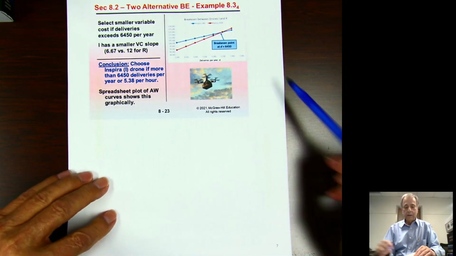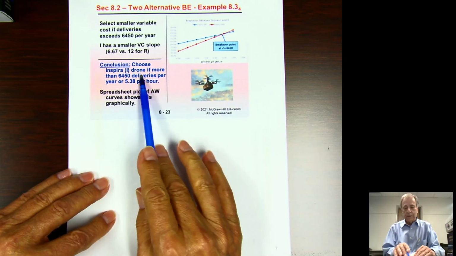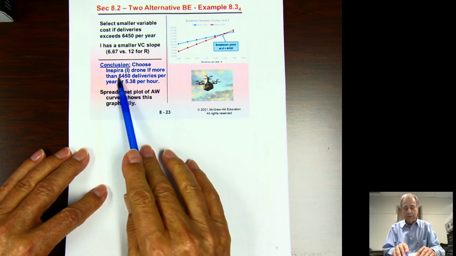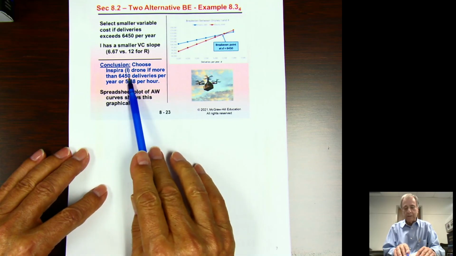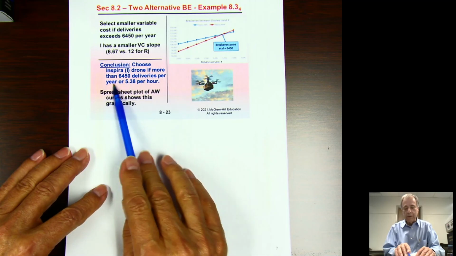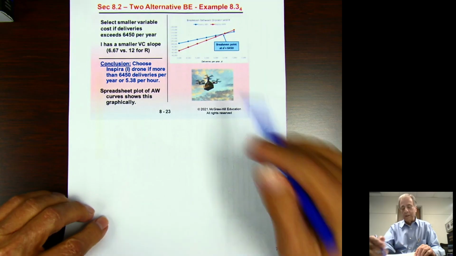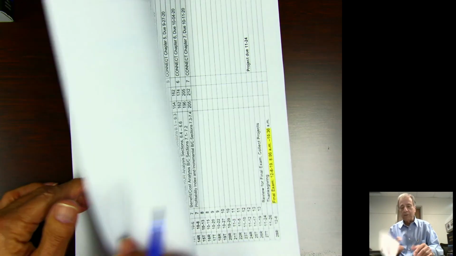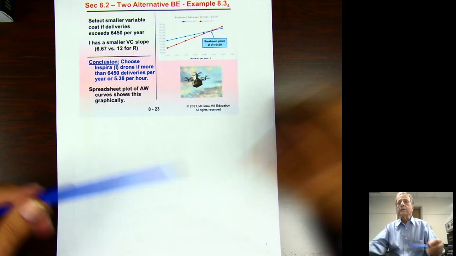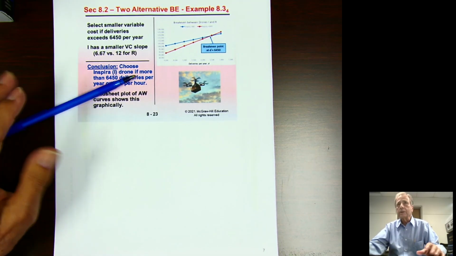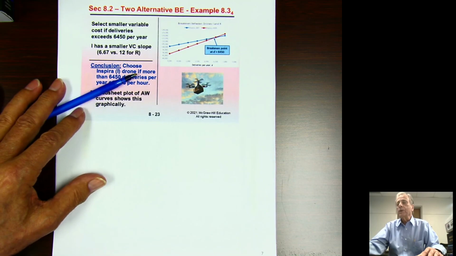Okay. Conclusion: choose the Inspira drone if more than 6,450 deliveries per year, or 5.38 per hour, and then that plots it out for you. And that is the conclusion of today's lecture on sections 8.2 and 8.1.